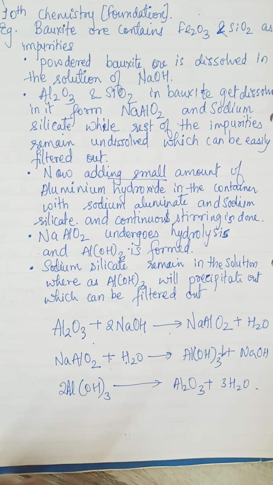So all these things are done. Leaching is a chemical process, as we have studied, in which a solvent is added in which the ore dissolves and the impurity is unable to dissolve. Then we can easily separate the impurity and the ore. So these are the different methods of enrichment of ore which can be used and implemented.